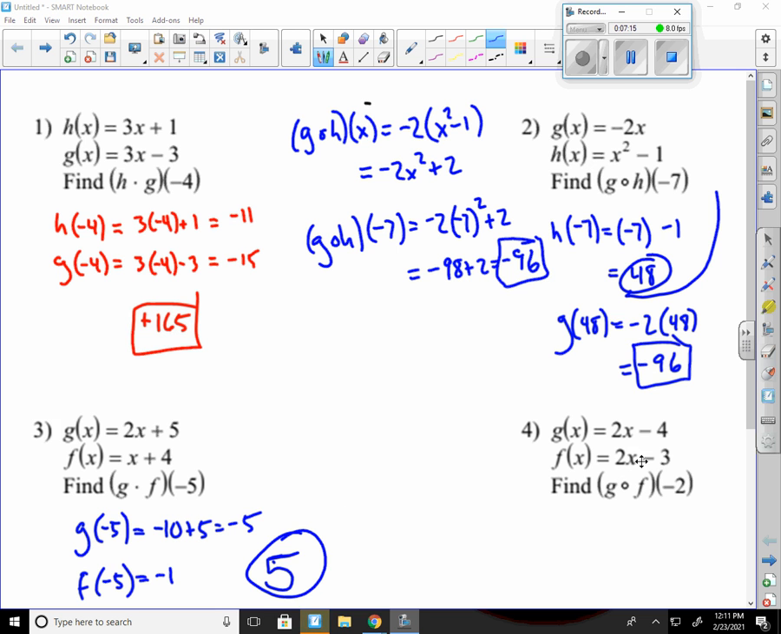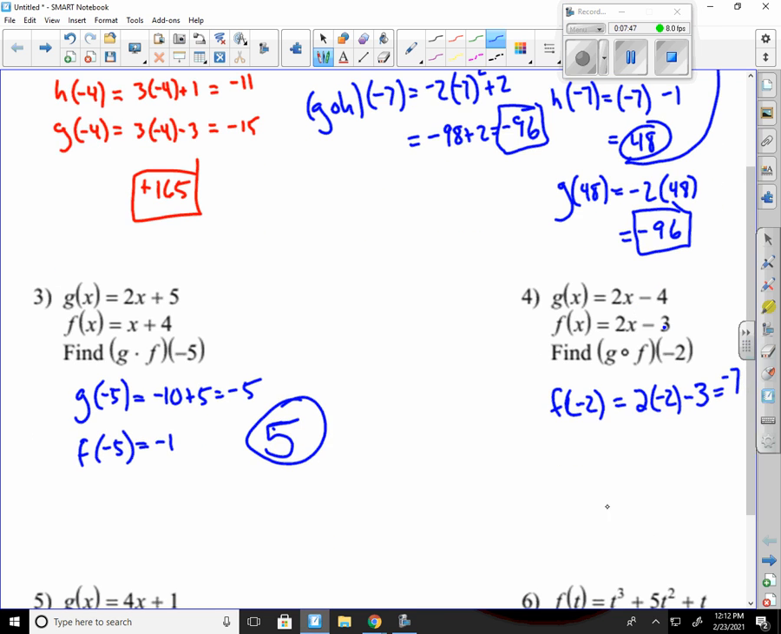Number 4, g of f of negative 2. I can plug my negative 2 into f. That's 2 times negative 2 plus negative 3. 2 times negative 2 is negative 4. Minus 3 is negative 7. Whatever I get for that, I plug into the g function. G of negative 7 is 2 times negative 7 minus 4. That's negative 14 minus 4, which is negative 18.